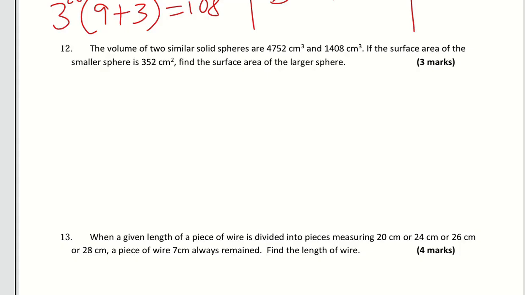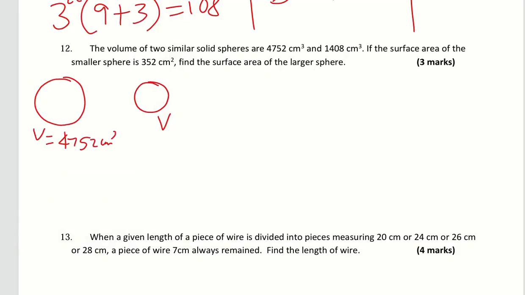So let's use circles to represent the spheres. We have this bigger sphere here and the smaller sphere. So the volume of the bigger one is 4,752 cubic centimeters, and the volume on the other side, let me use another ink, is given by 1,408 cubic centimeters. Whereas the area of the smaller sphere, area here, is given by 352 square centimeters. This one is cubic, this one is also cubic.